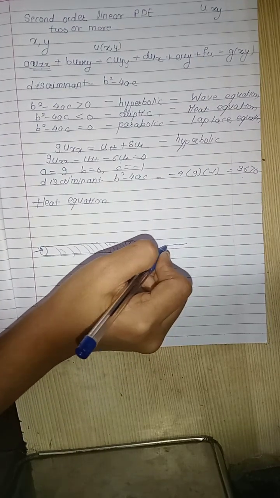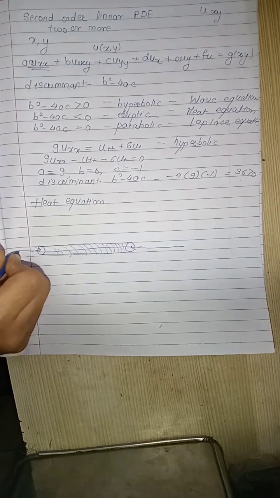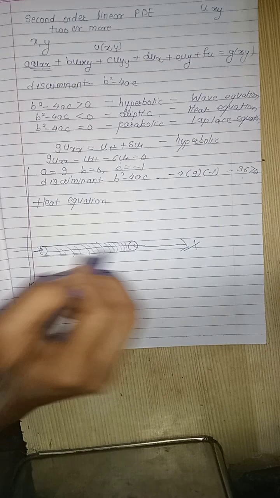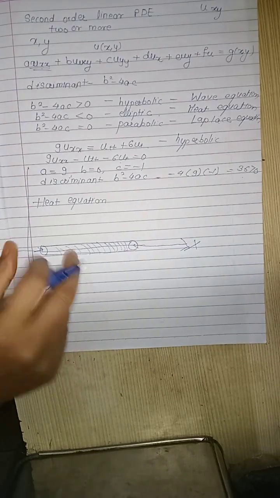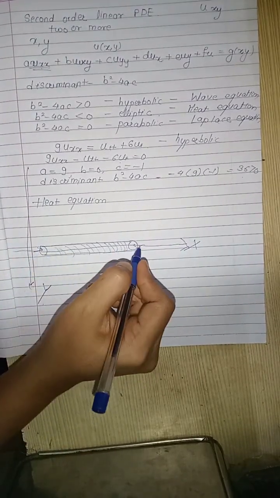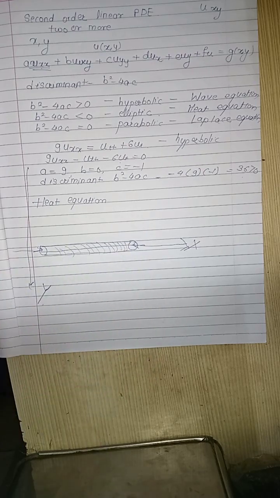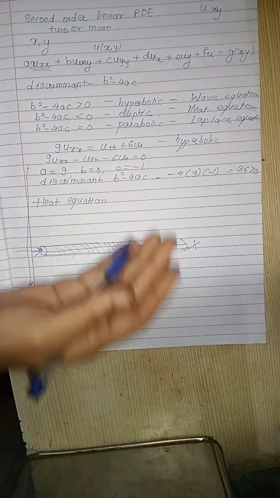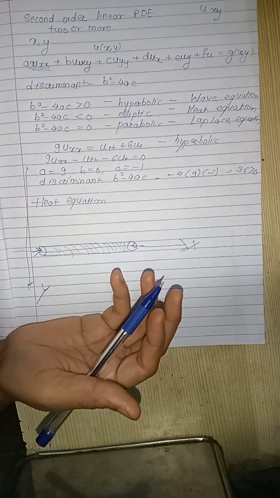Suppose you consider this rod in this way. If this is your x-axis and this is your y-axis, then heat can only go in and out in the x direction and not in the y direction, because it is insulated.